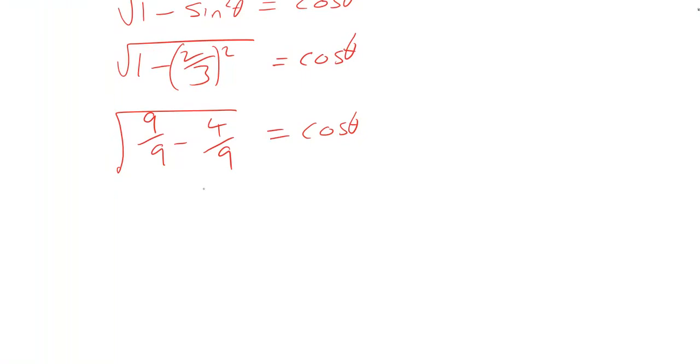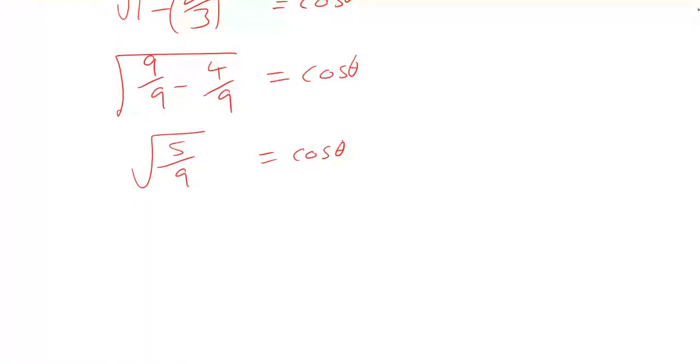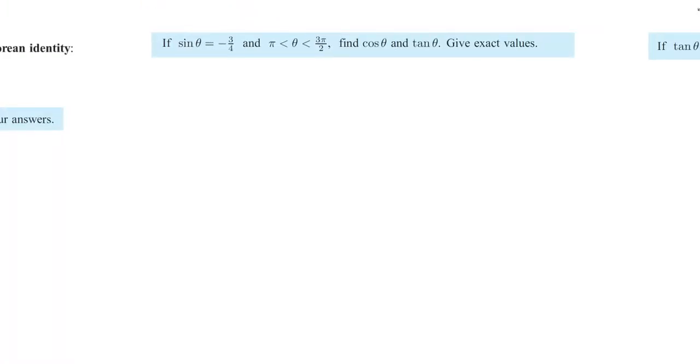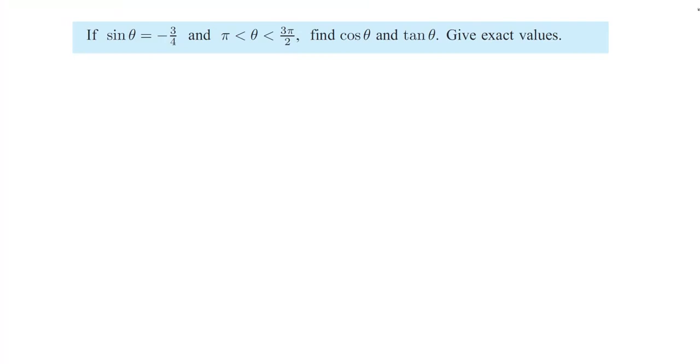From here, hopefully we can see that that's the square root of 5/9. And then the simplest way of writing this, and don't forget to do the plus and minus as well when you square root, is plus or minus square root of 5/9. So there's our answer. Moving on to another example then, this one's slightly more challenging. If sine theta is minus 3/4 and theta is between pi and 3 pi over 2, find cosine theta and tan theta, giving exact values.